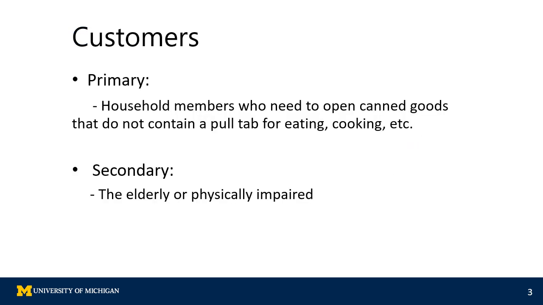The primary customers for the can opener are ordinary household members who need to be able to open canned goods that do not contain a pull tab to use for eating, cooking, or baking. The secondary customers are those who are elderly or physically impaired who do not possess the same grip strength as most people. The can opener will be adjusted to have longer pivot and crank handles and softer grips to require less torque to open the can and for increased comfort.